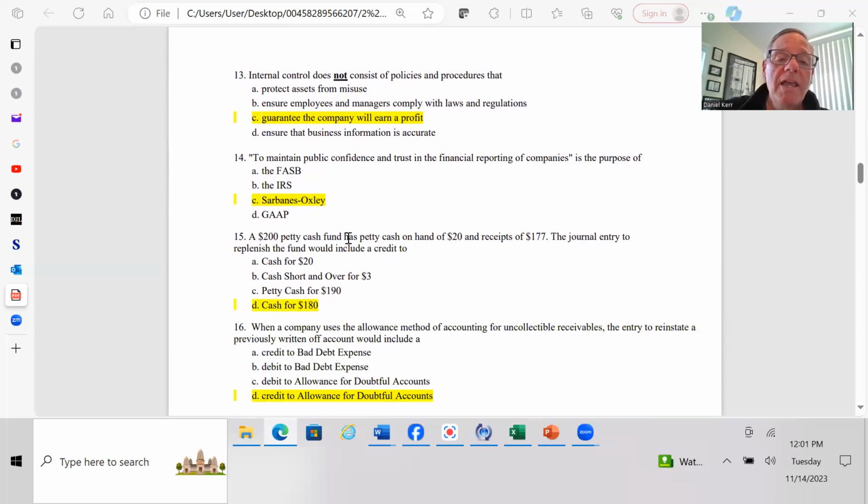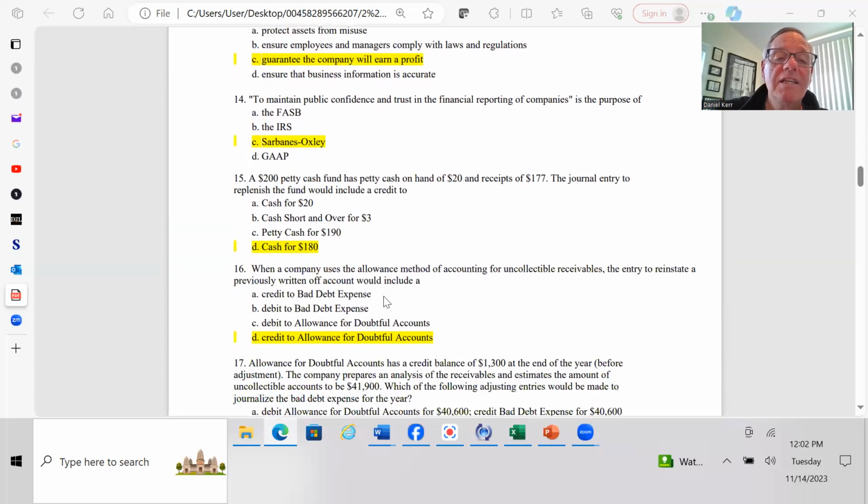15, a $1,200 petty cash fund has petty cash on hand of $20, which means we've got to replenish the fund for $180. The journal entry to replenish the fund would include a credit to cash. So you're going to have to debit various expenses for $177. You're going to have to debit cash short and over, and you're going to credit cash for $180. That would be the actual entry. Debit to expenses of $177, debit cash short and over for $3, and a credit to cash $180. So your answer there is D, as in dog.